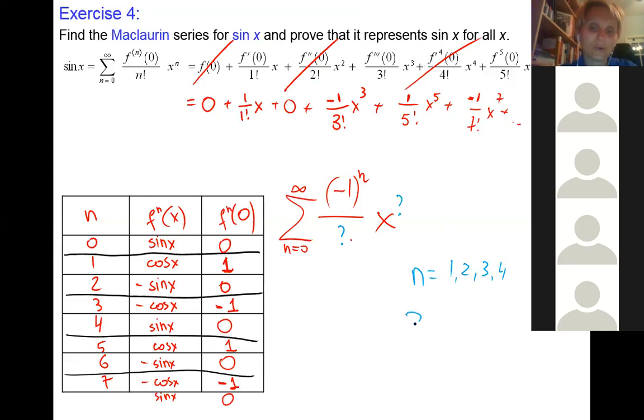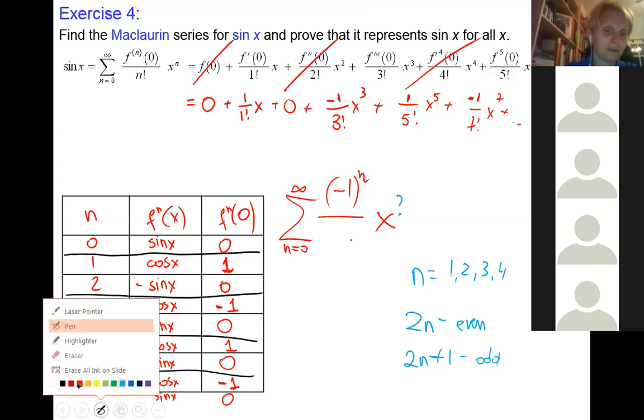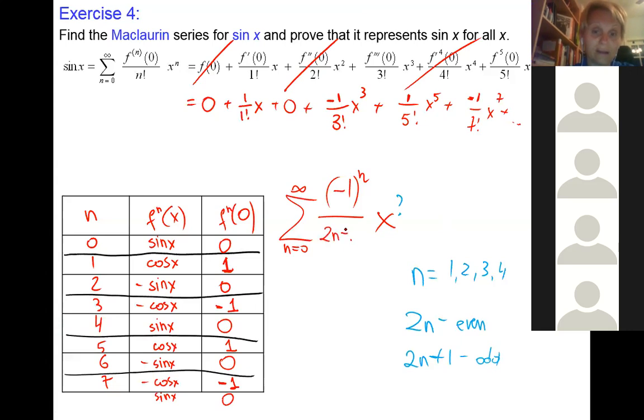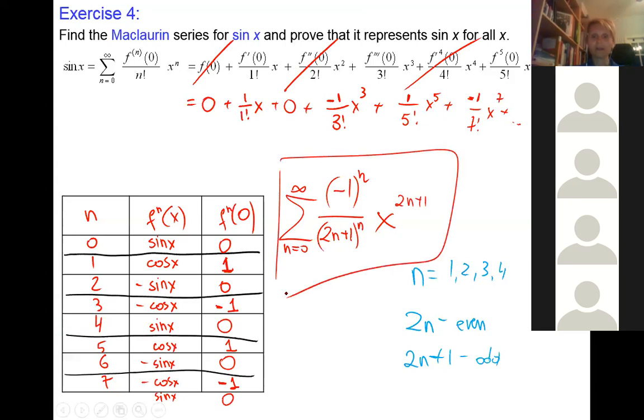Okay, 2n. 2n will be even numbers. But 2n plus 1, because 2n minus 1 would not work, will give me an odd number. That means I do have an odd factorial, which I will put as 2n plus 1, just because I'm starting from 0. And the same is the power, 2n plus 1. If I substitute 0, I will have 1 over 1 factorial, x to the power of 1.